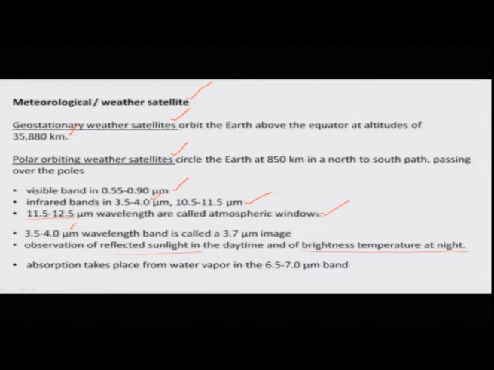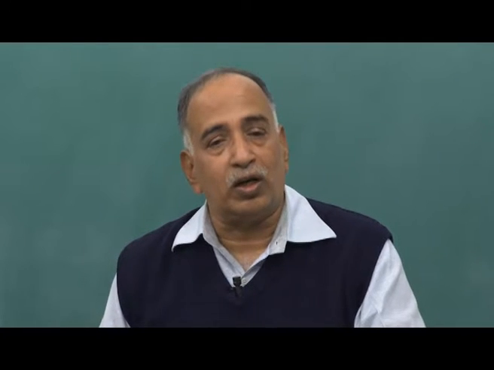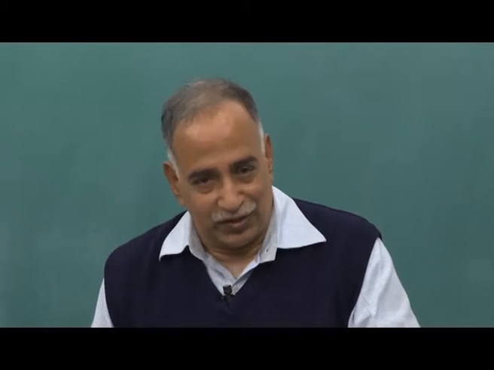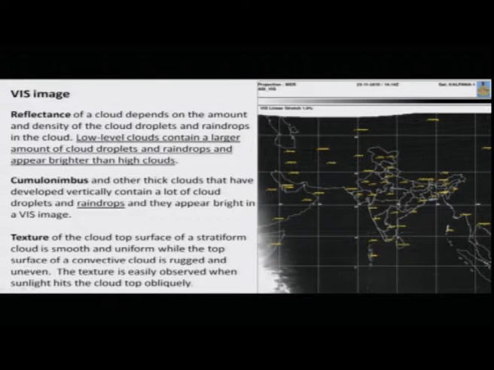And the water vapor band is 6.5 to 7 micrometer wavelength. With it you can see the water content in those cloud patterns. The previous one is the brightness and it gives you the temperature variations. By this, we are able to see the images.